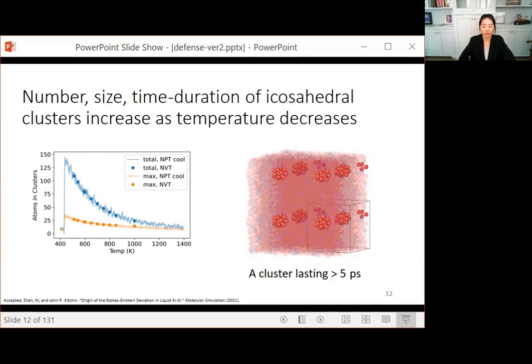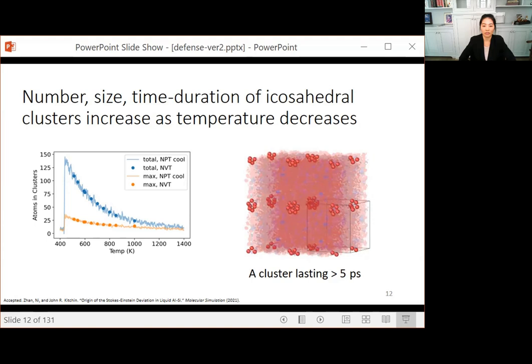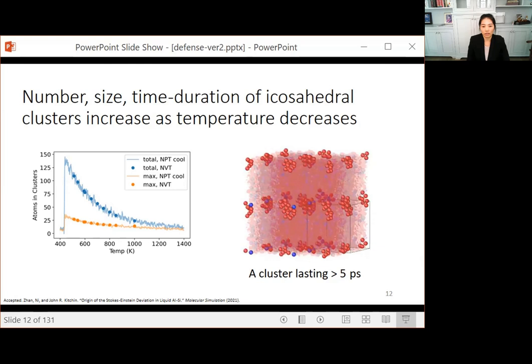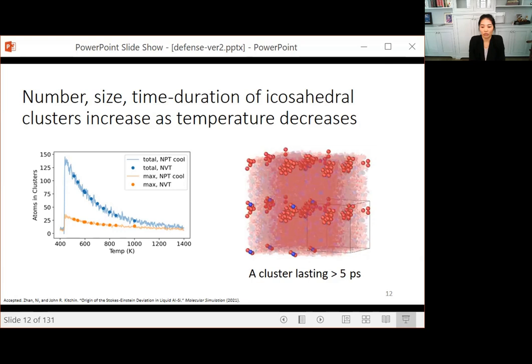And this is expected. On the plot on the right, we have an example of a cluster that is lasting for longer than 5 picoseconds in the simulation. And this is a significant amount of time. Our simulation has a time step of 1 femtosecond. So 5 picoseconds is more than 5,000 time steps in the simulation.